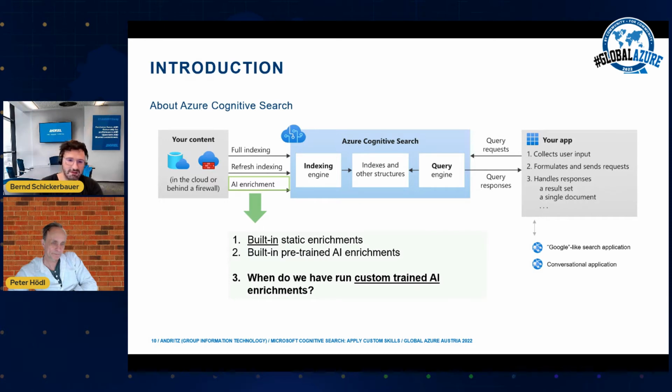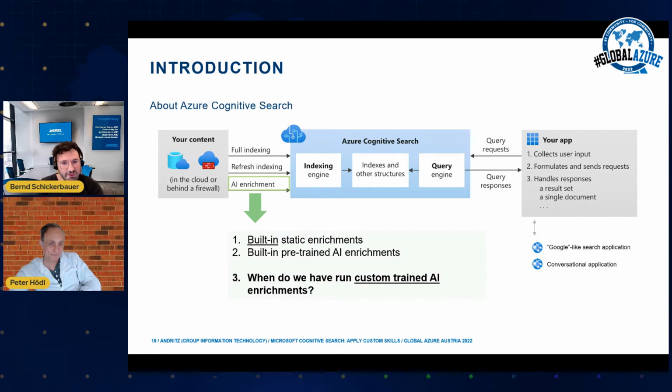And as you can see below, there are 3 different types you can utilize. There is built-in static enrichment. These are the ones provided by Microsoft, like an entity recognition system which is able to understand that if there is Bernd Schickerbauer somewhere in the text, this must be a person, to 90% confidence, right?